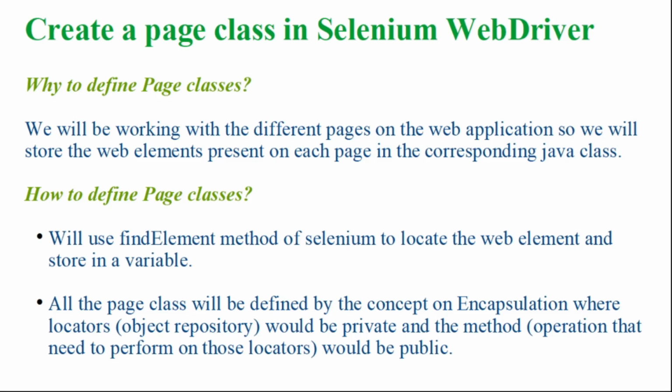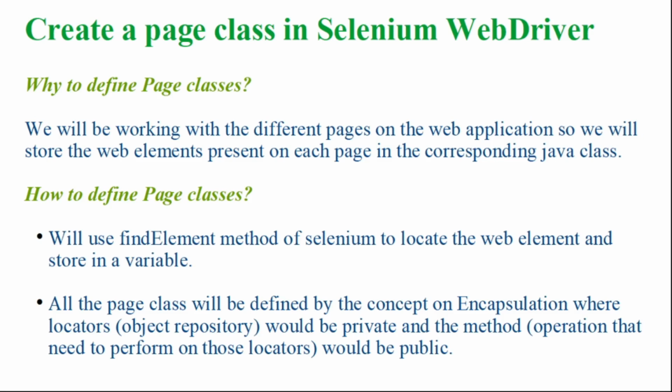So first of all, let's take an example. You are creating a page, like suppose there is a home page where you have a search icon, right? So what you will do, you will create a similar HomePage.java file in your Selenium framework, and then in that class file, you will create the locator of the search bar and the method that will perform the operation on that search bar, right?